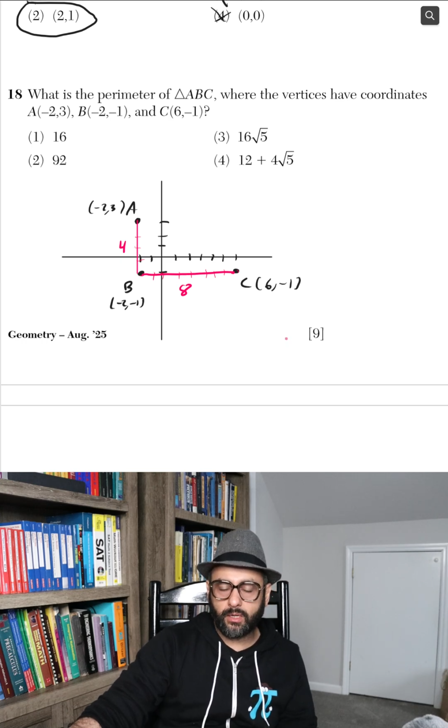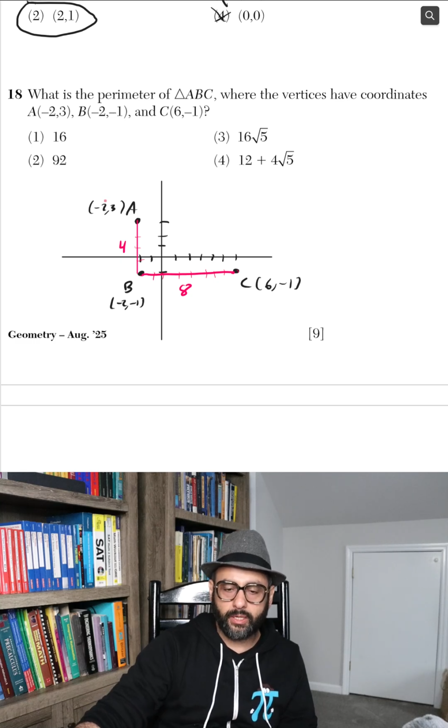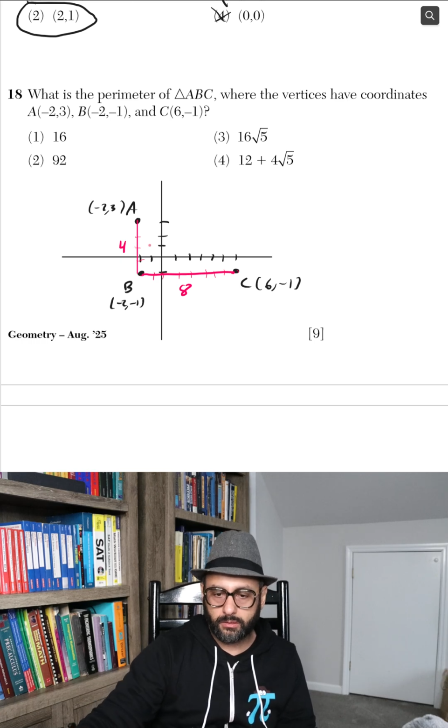I see a few that are greater than 12. So there is the triangle inequality, which implies that AC is going to be less than the sum of AB plus BC. So AC is going to be less than 12, which actually eliminates 92.